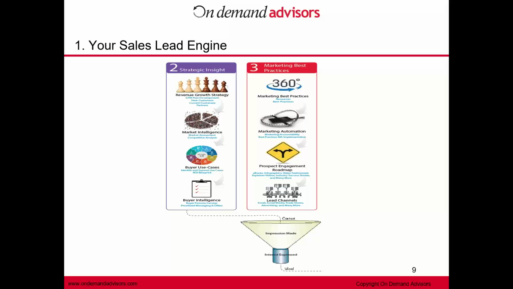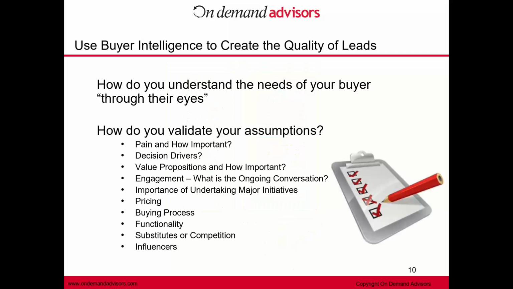So let's start with number 1. Number 1 is building a sales lead engine for your company. And I haven't met a company, quite frankly, in the hundreds and hundreds of companies that we've engaged, I haven't met one company that doesn't have a challenge in this area. So part of it is, how do you put in that engine? How do you optimize it? And we're going to talk about 2 aspects of doing that. The first one is getting the quality, and the second is getting the quantity.